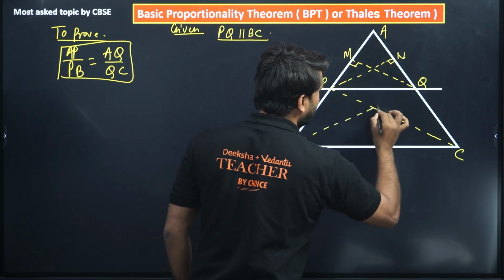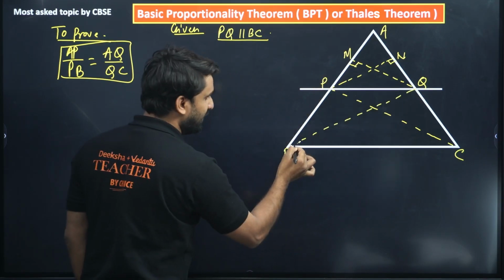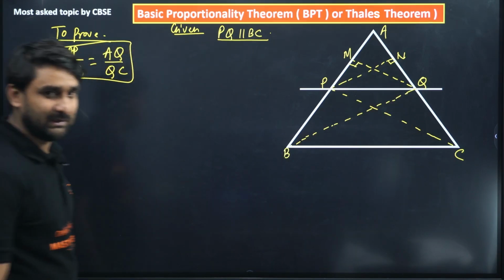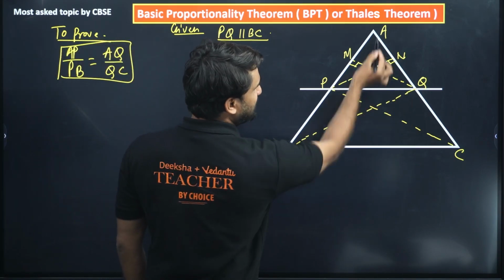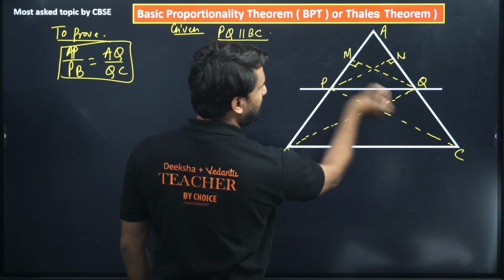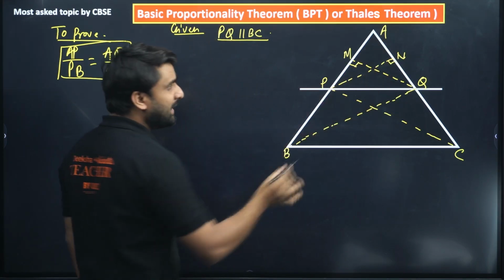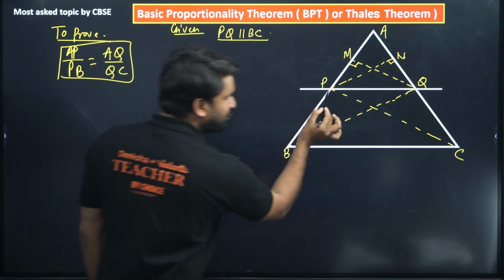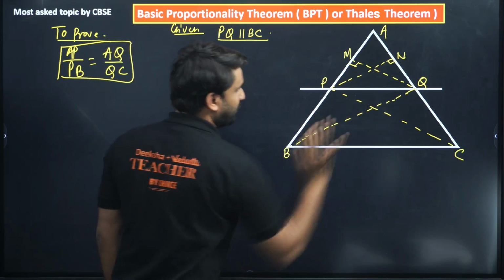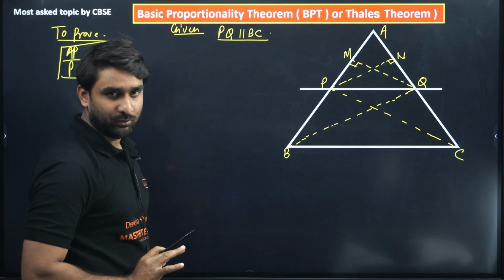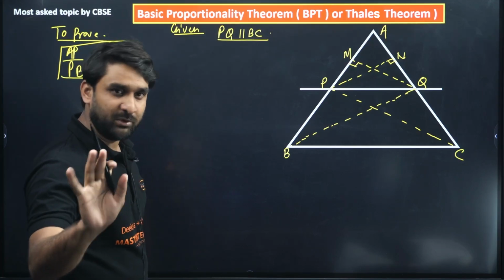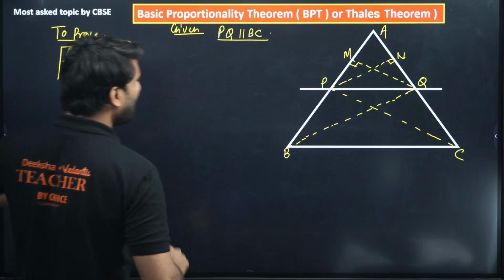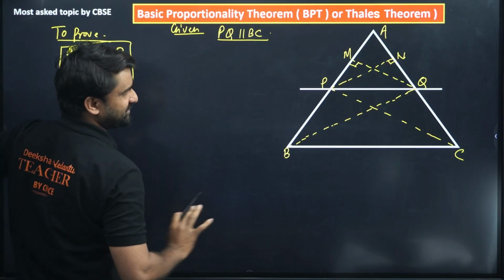I'm giving you a very clear explanation of the proof of BPT very slowly for your clarity so that you can get the point. So the constructions: in the smaller triangle, QM is perpendicular to AP and PN is perpendicular to AQ, and I have joined P to C and B to Q. These are the constructions you have to do while proving BPT, or commonly called Thales theorem. Is the construction clear? I hope it is clear.